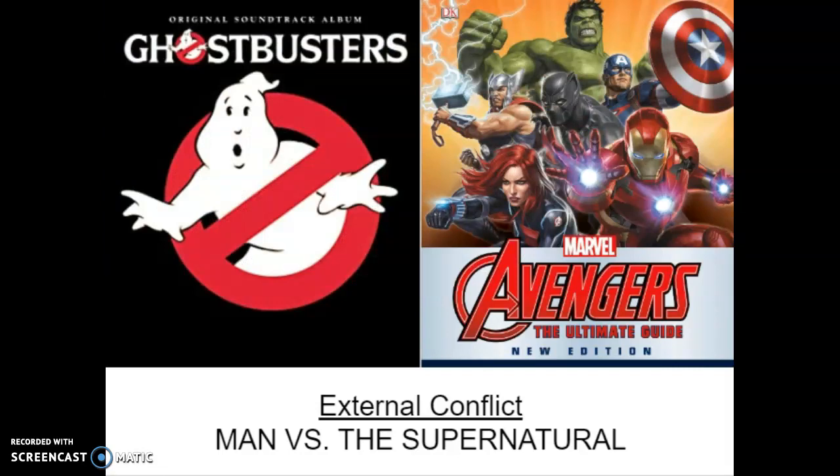Man versus the supernatural. So the supernatural is kind of a large umbrella. It could be a character versus ghosts, like we see in Ghostbusters. It could be supernatural, as in superheroes. It could be man versus like a higher power of some sort. But that would be man versus the supernatural.